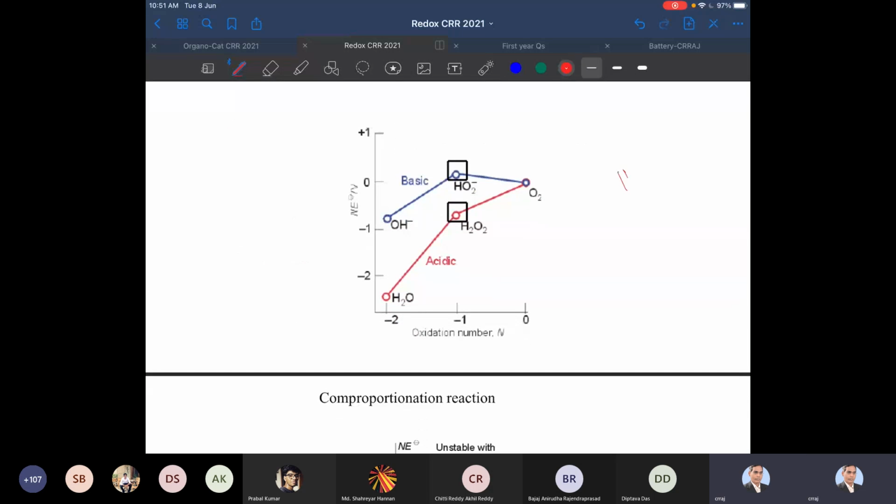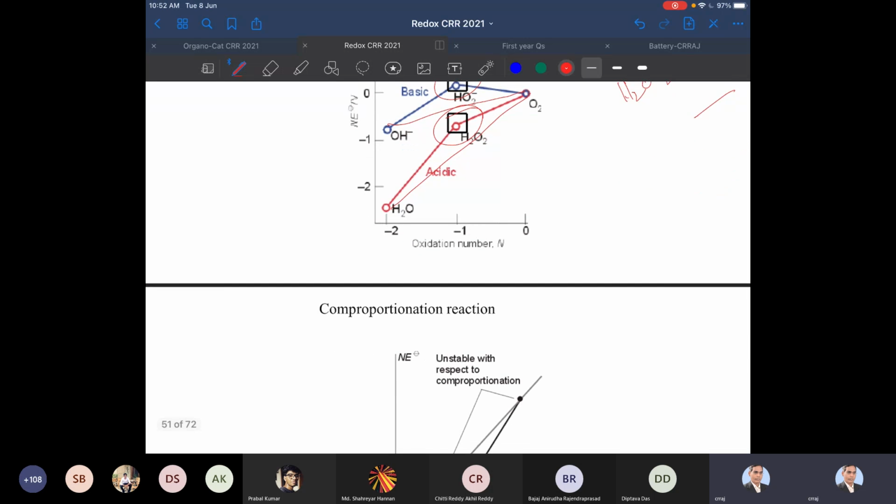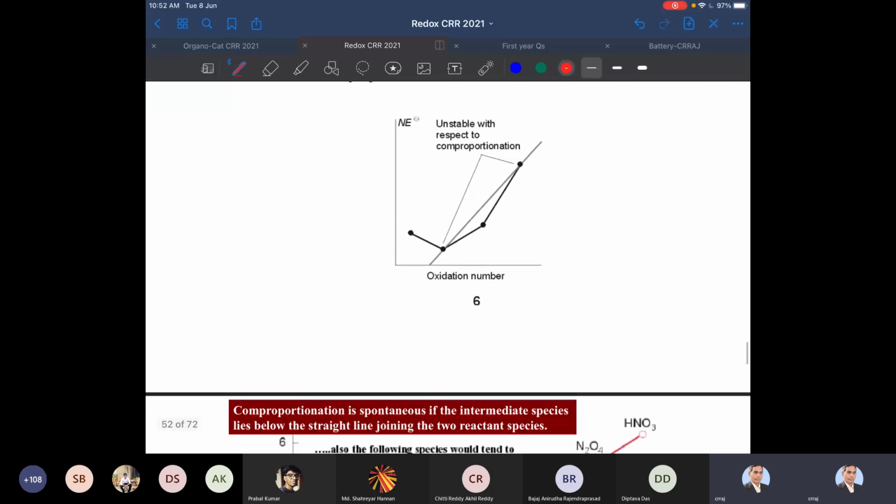Yesterday we have seen the hydrogen peroxide, H2O2, that gives your H2O plus oxygen. Right. Again, in the basic solution as well as in the acidic solution, how this disproportionation reaction takes place. That is basically I join this line. Obviously, your H2O2 is lying above the line, and then it is susceptible to disproportionation reaction. I hope you are following.